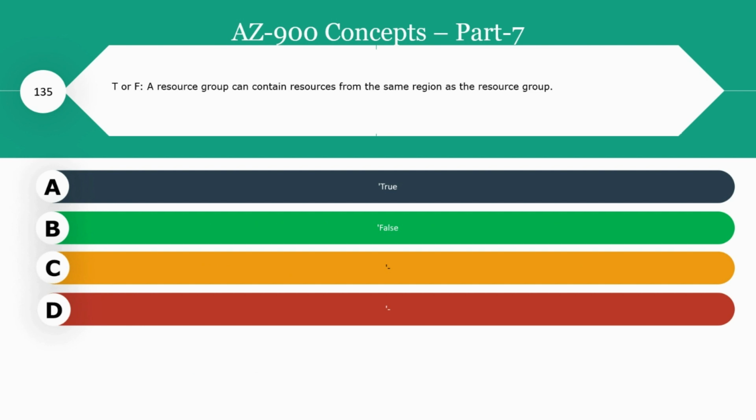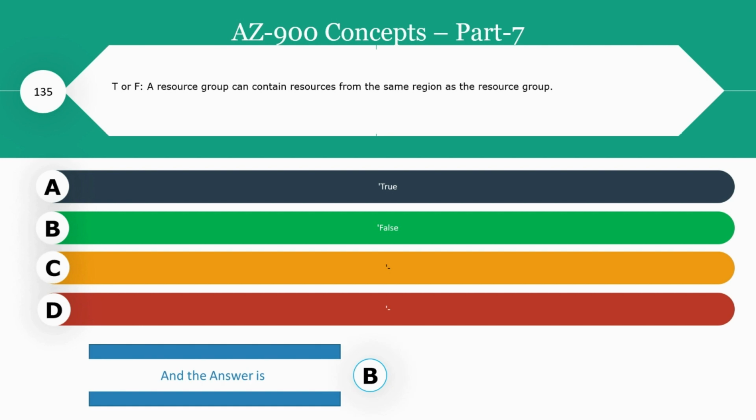True or false? A resource group can contain resources from the same region as a resource group. The options are option A true, option B false. The right answer for this question is option B. Please read the question again. It means resources should have to be in the same region while forming the resource group. It is true or false. And so the right answer for this question is B. That is false. A resource group can contain resources from other regions also while forming a resource group.